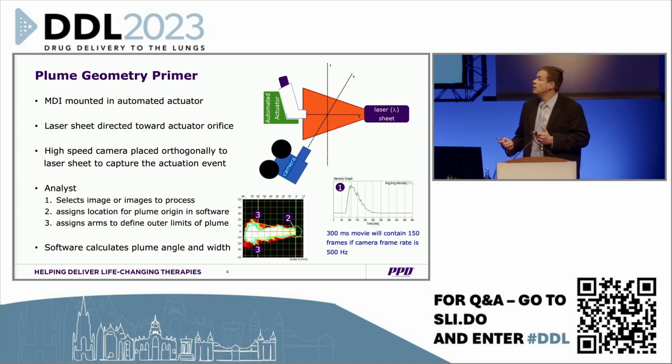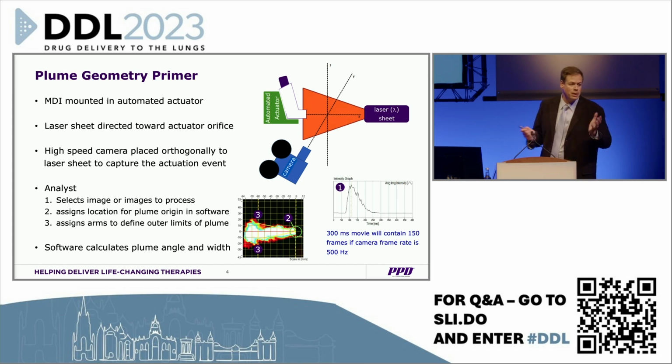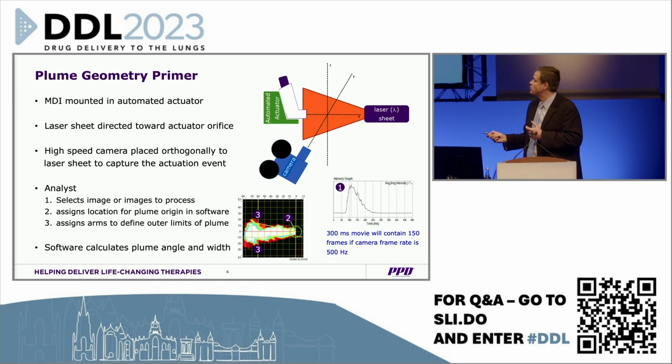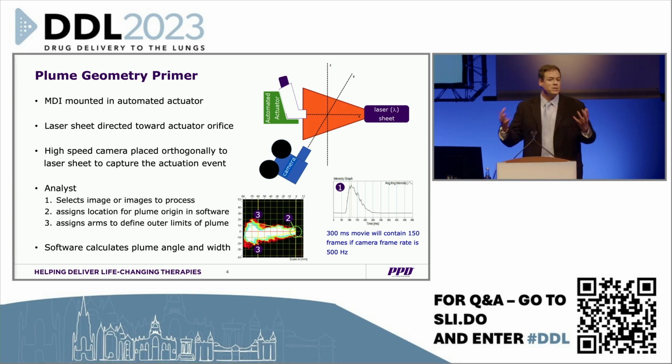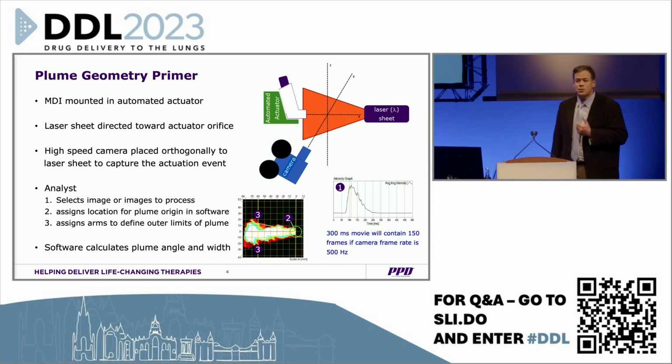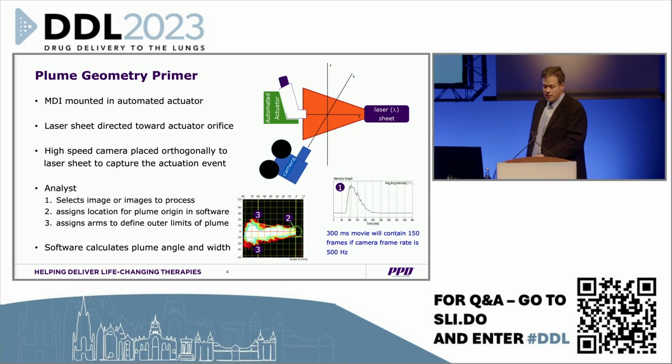Number 2, they need to select the origin and where that origin is located within the software. Number 3, at that 6 centimeter distance, they have to tell the software where the outer edges of the plume are. And so they have to set what I'm calling arms as part of that process. Once they've completed these 3 steps, the software is easily able to calculate the angle and width.